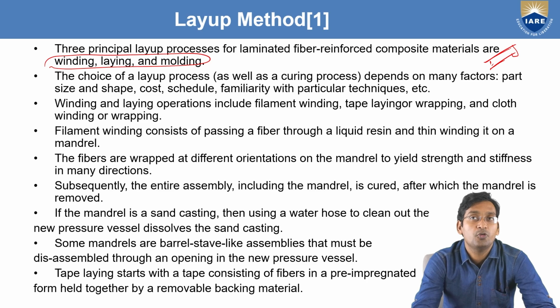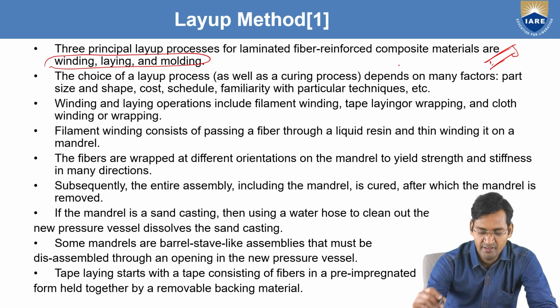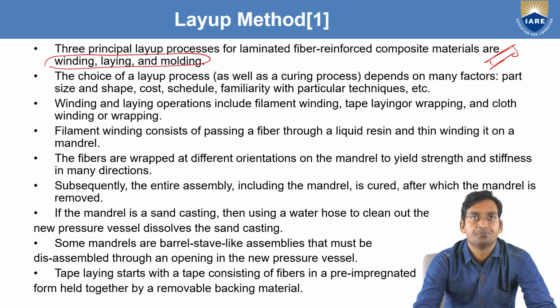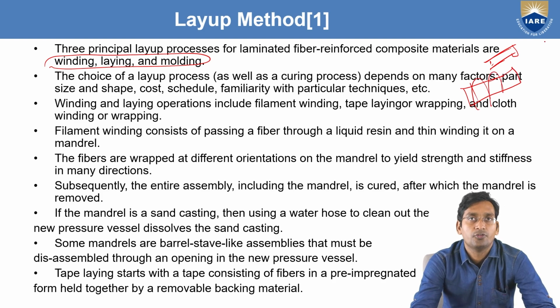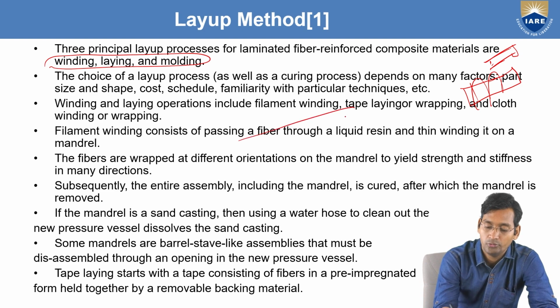Winding and laying operations include filament winding, tape laying, and cloth winding or wrapping. Filament winding consists of passing a fiber through a liquid resin and then winding it on a mandrel. A mandrel is just something on which we are winding like this, right? There the fibers are wrapped at different orientations on the mandrel to yield strength and stiffness in many directions. So I already showed you like this.